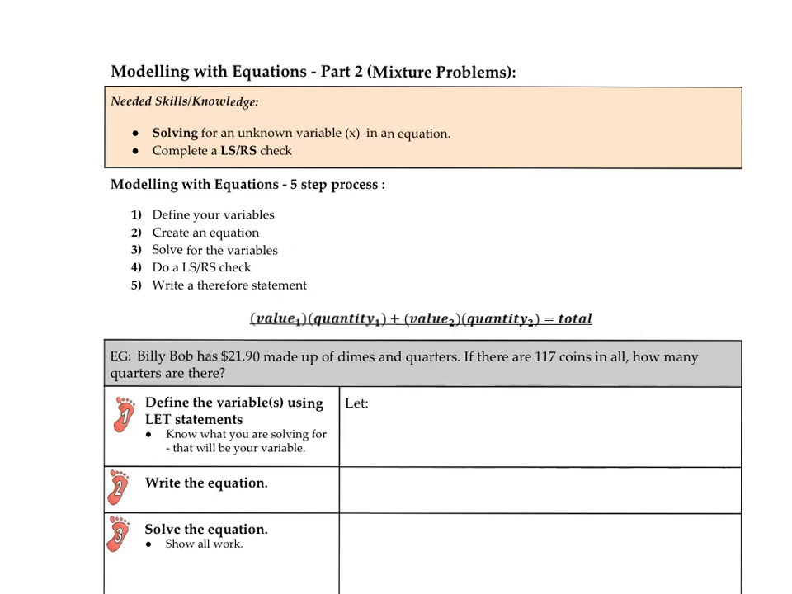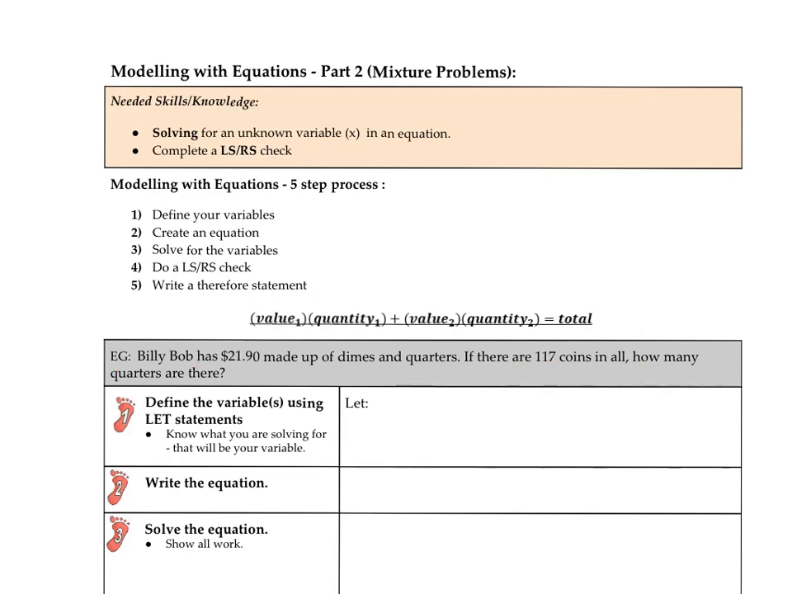So remember, we have to follow the 5-step process. Define our variables, create an equation, solve the equation, do a left side, right side check, and then write a therefore statement. So let's look at this example given here. Billy Bob has $21.90, and this amount of money that he has is made up of dimes and quarters. If there are total 117 coins in all, how many quarters are there?